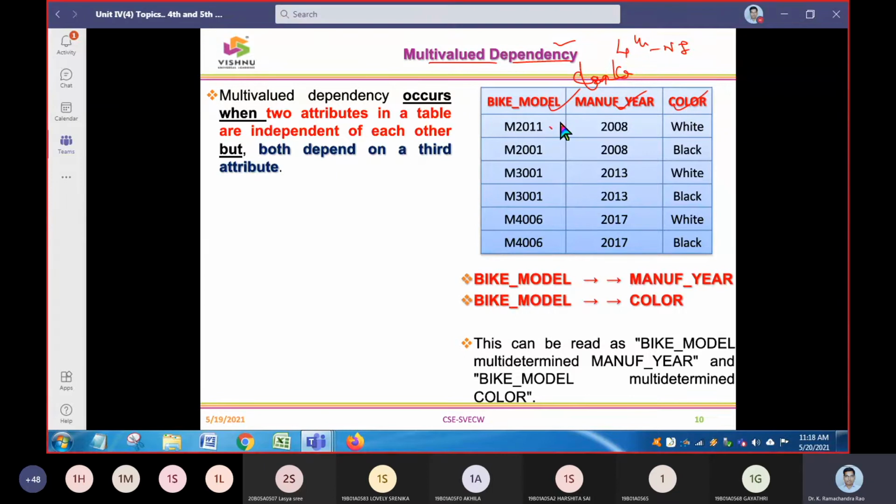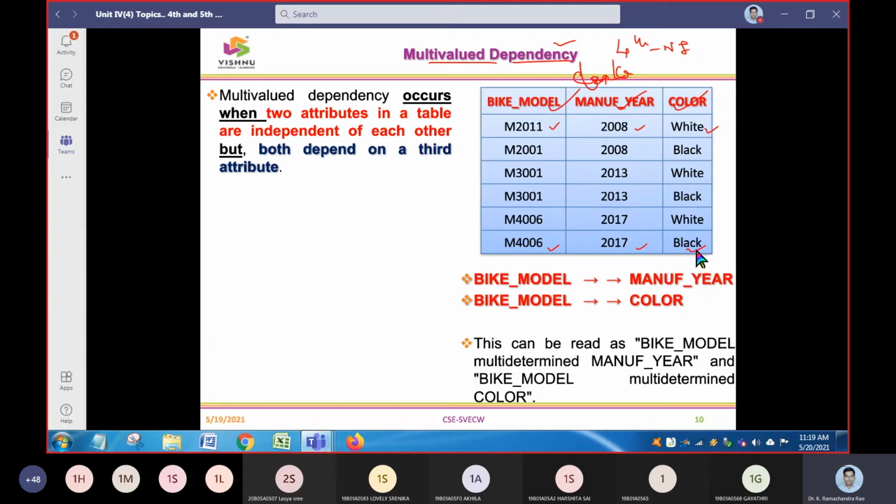So model number was 2011. It was taken up in the year 2008 and its color is white. Similarly, model number 4006, it was invented in 2017 and the color was black.